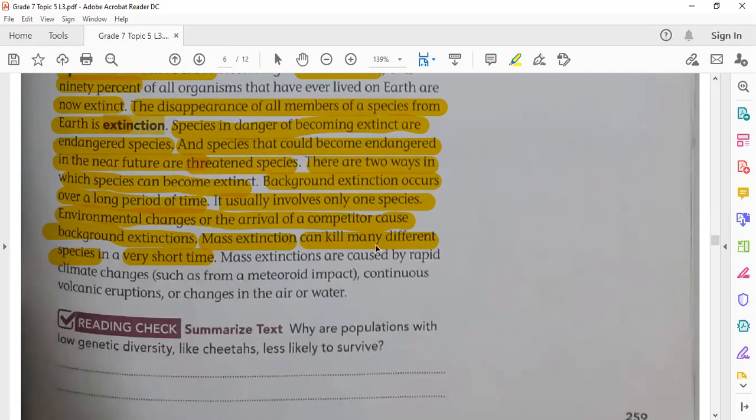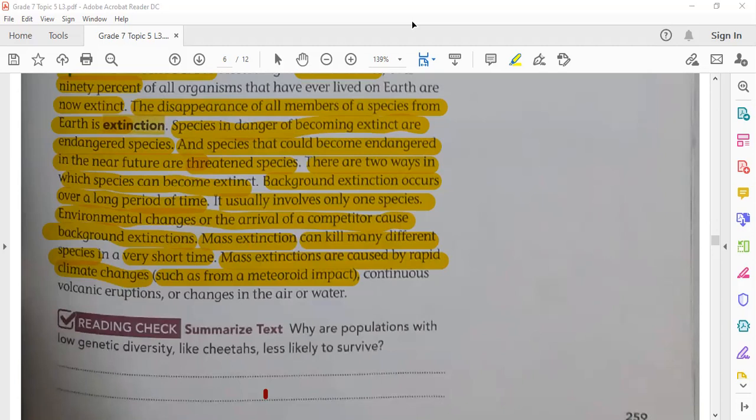When many species disappear or become extinct, this is called mass extinction, because it can kill many different species and it happens in a very short time. Mass extinctions are caused by what? Rapid climate changes, such as meteoroid impact. What is a meteoroid impact? Meteoroids are objects or bodies that fall from space. This can kill many species in a very short period of time.